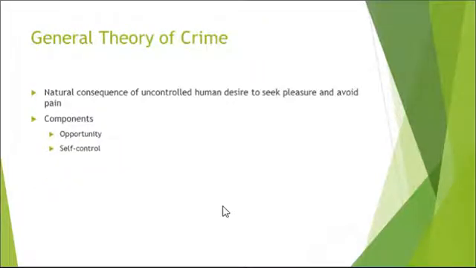Next we'll talk about the general theory of crime. The general theory of crime explains crime as a natural consequence of uncontrolled human desire to seek pleasure and avoid pain. Crime is a way of pursuing self-interest. There are two parts to this, opportunity and self-control. Opportunity is being in a place where committing fraud is easy, compared to self-control, which is the ability to control the emotion and desires to commit that fraud that the opportunity has arisen for.